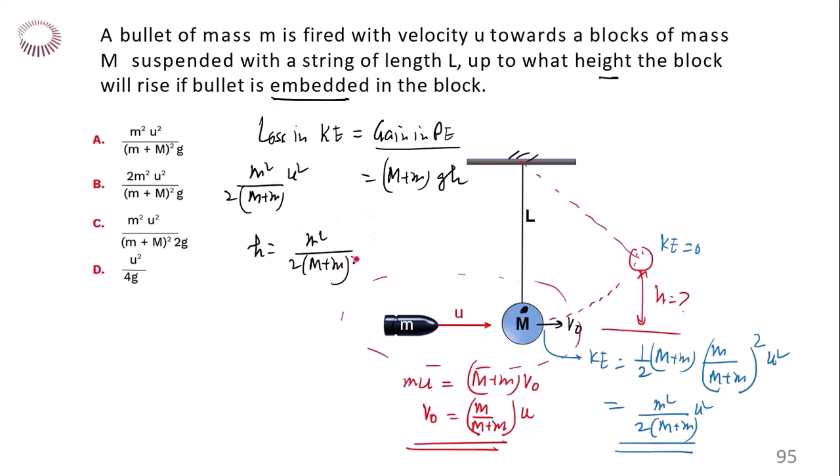and divided by g also. g is there. Okay. So that is your answer, multiplied by U square. So option number C is the correct one. So this is the height attained by the bullet and block system. Once the bullet hits the block, both capital M and small m are moving with the speed V naught, and with that speed they will rise to the height of h, and you can calculate that height.